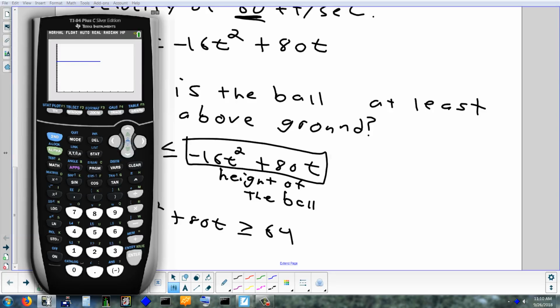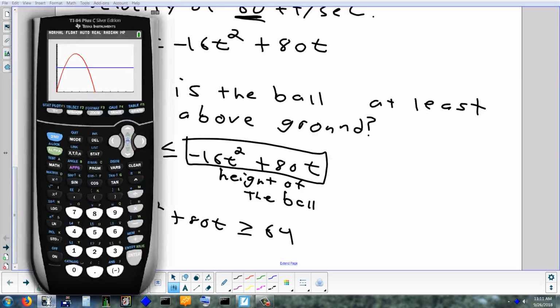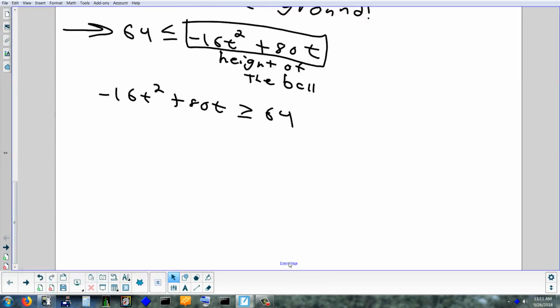So there's my 64 feet. And okay, I think I can see the maximum there. I'm just going to set it a little higher, just in case it goes off the screen a little bit. I don't think it does. So now, no question, I can see the maximum. All right, so now they want to know, when is the ball at least 64 feet above the ground?